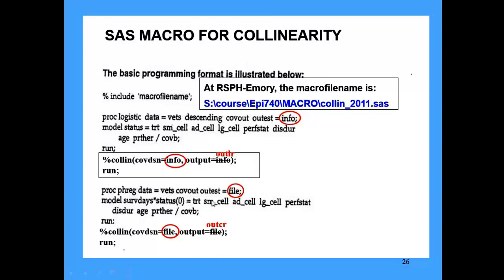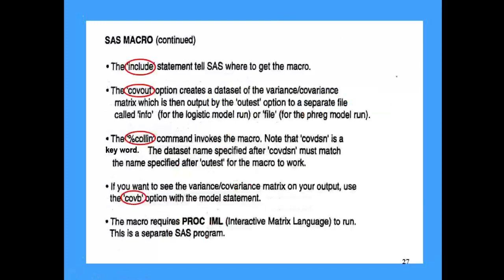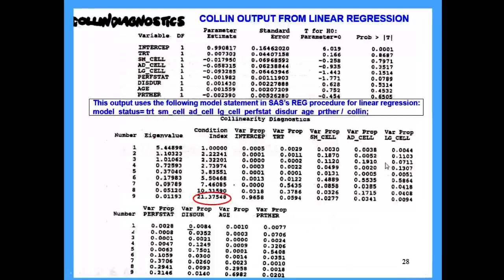But now I'm using a different name for the out test and a different name for the output file. This is OUTCR. CR stands for Cox regression, okay? Now, all I've done here is to show you what the code is, what you tell the computer. You have to tell the computer where the macro is, and you have to tell the computer to run the macro for the model that you're using. Now let's look at the output, okay?